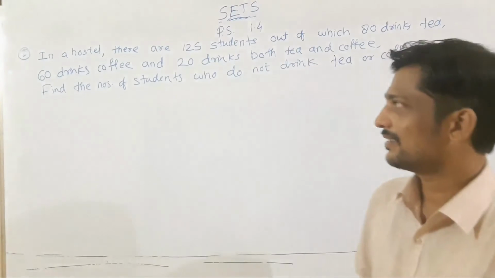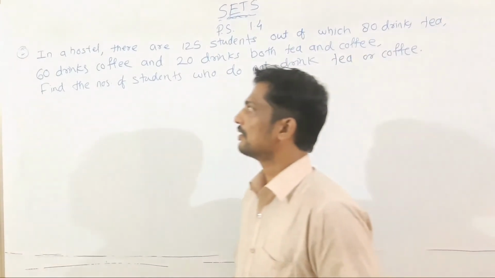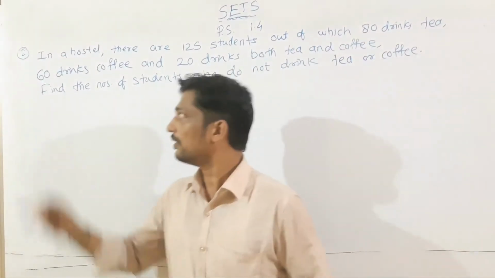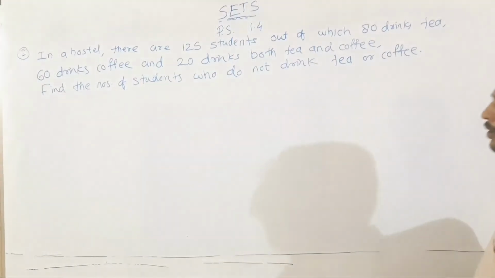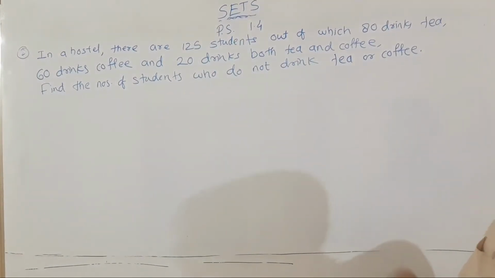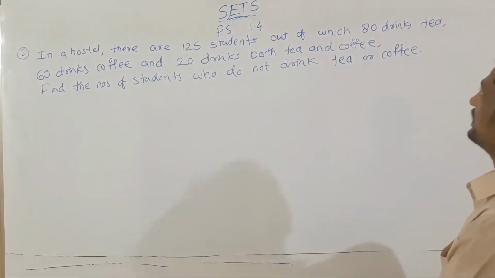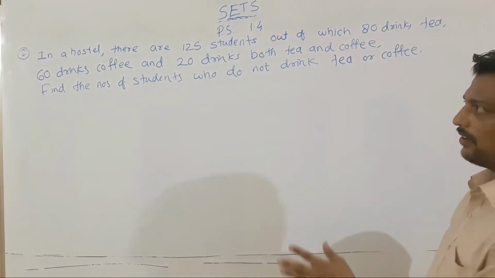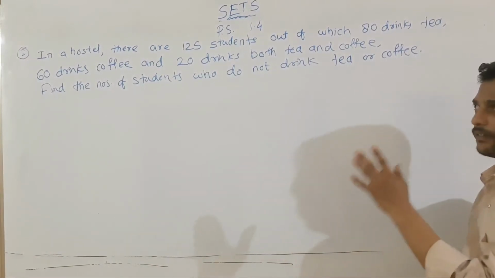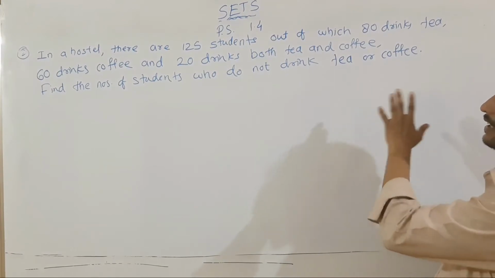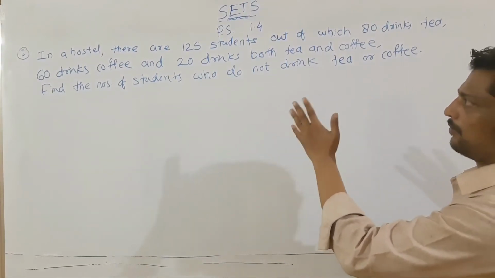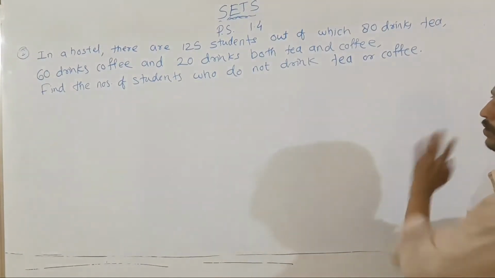Well, students, let us see the second question in practice set 1.4. Now see, they have given me a word problem. In a hostel, there are 125 students, out of which 80 drink tea, 60 drink coffee, and 20 drink both tea and coffee. Find the number of students who do not drink tea or coffee.